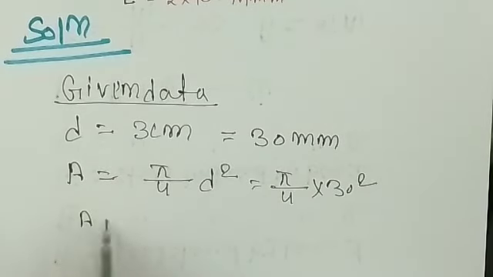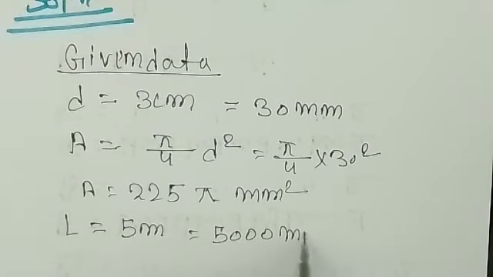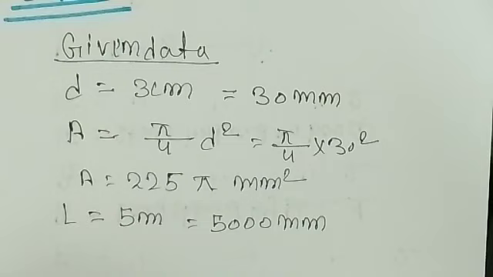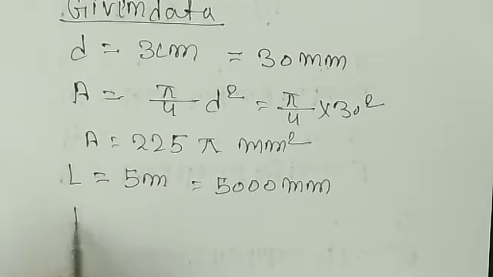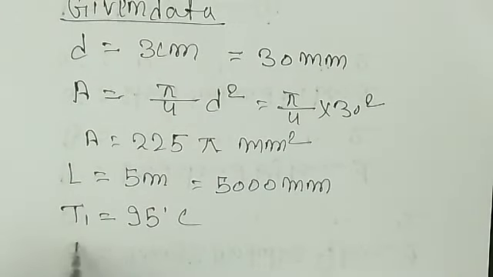So area is equal to 225π mm². The length of the rod is given: L is equal to 5 meters, which is nothing but 5000 millimeters. The initial temperature of the body is 95 degrees centigrade, so T1 is equal to 95°C, and the temperature falls from 95 to 30 degrees centigrade, so T2 is equal to 30°C.